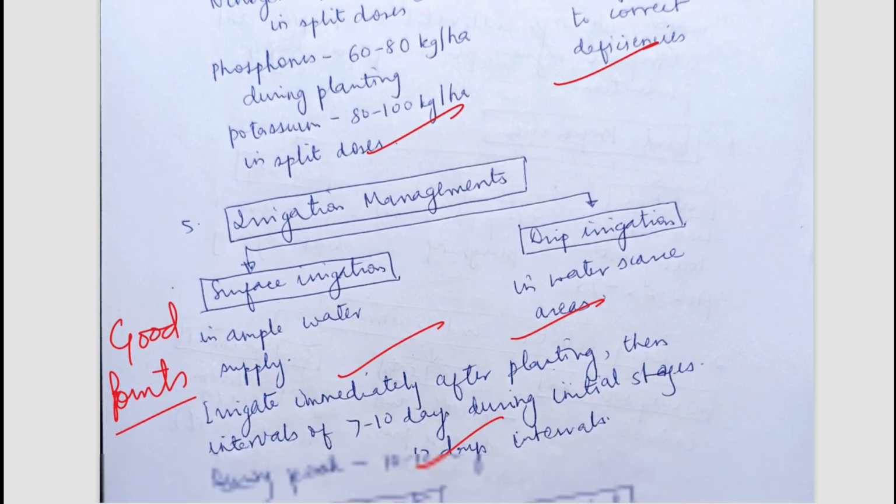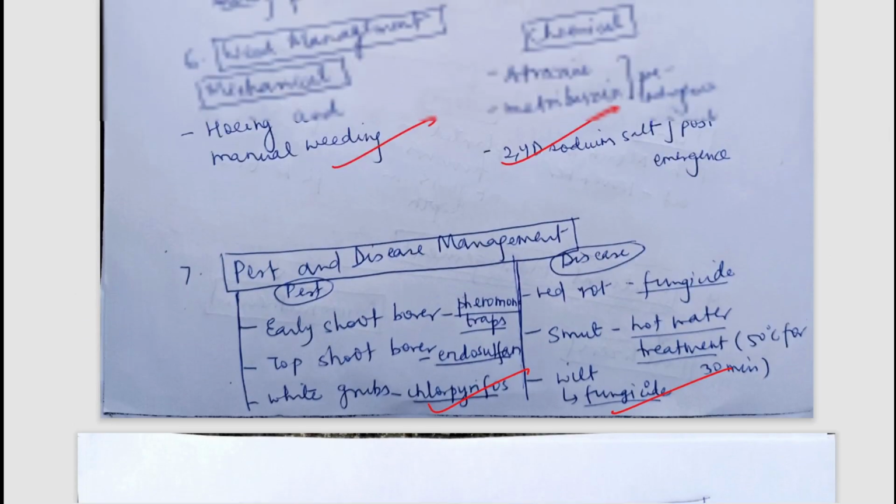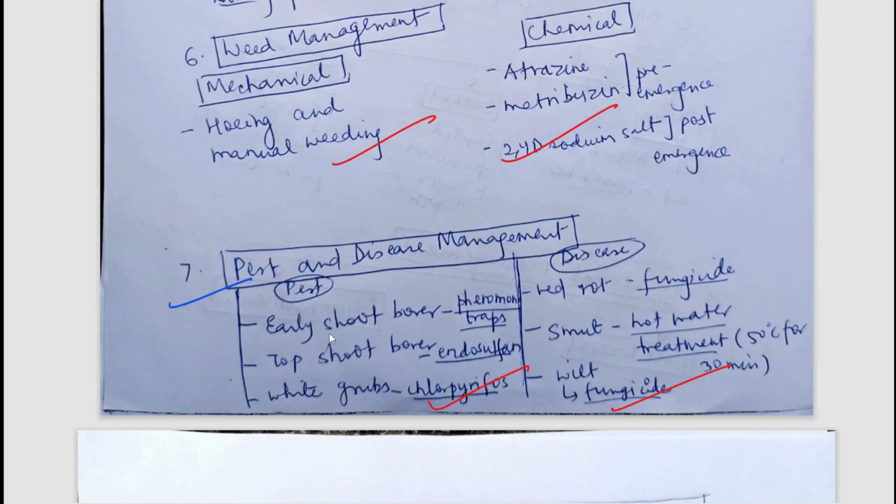Again, irrigation management has been mentioned. While I explain the answer, you can pause and read it. Pest and disease management have been mentioned. The common pests such as early shoot borer, top shoot borer, and white grubs, and how they can be managed using ferment drops, using endosulfan, using chlorpyrifos.